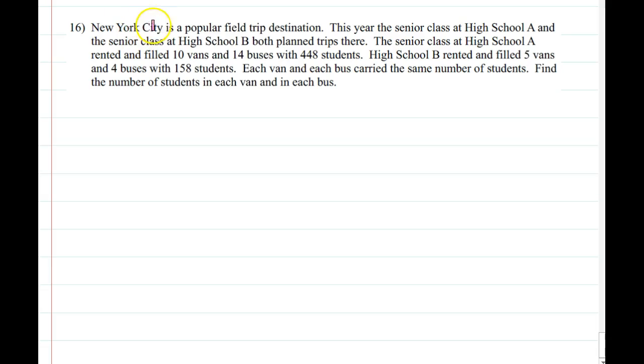Alright, number 16, we're going to set up a system here, and so senior class at high school A has 10 vans and 14 buses for 448 students, and high school B has 5 vans, 4 buses, and 158 students. So it says each one is carried the same, so we're going to write a system and figure this out. So I'm going to do 10V plus 14B equals 448.